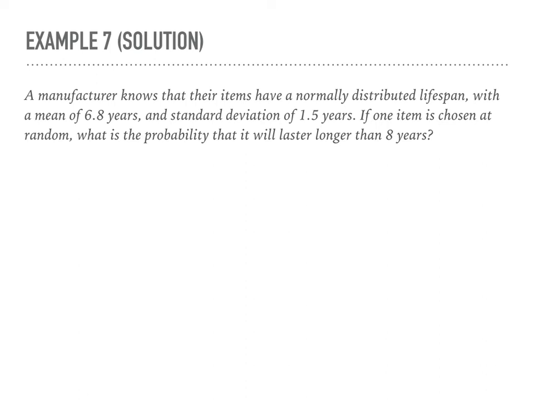A manufacturer knows that their items have a normally distributed lifespan with a mean of 6.8 years and a standard deviation of 1.5 years. If one item is chosen at random, what is the probability that it will last longer than 8 years? Probability that x is greater than 8 is equal to normal CDF 8, comma infinity, comma 6.8, comma 1.5, which is approximately equal to 0.2119.